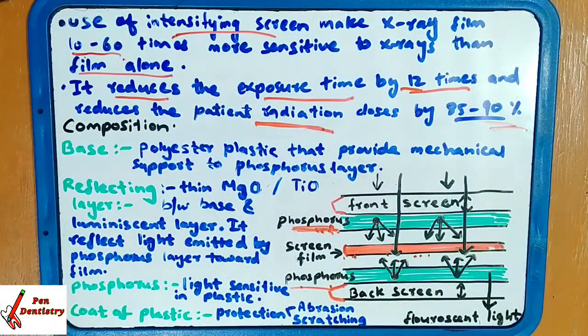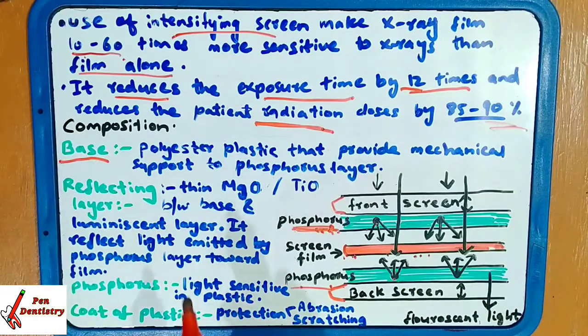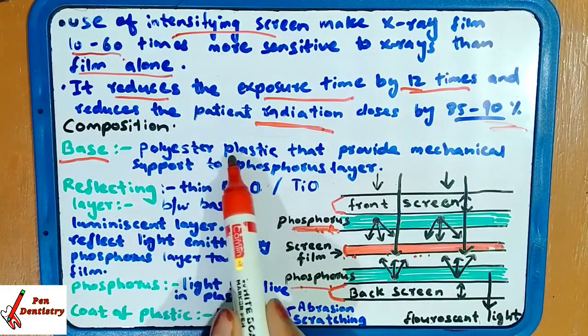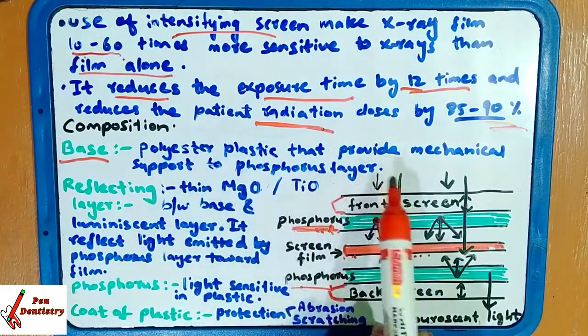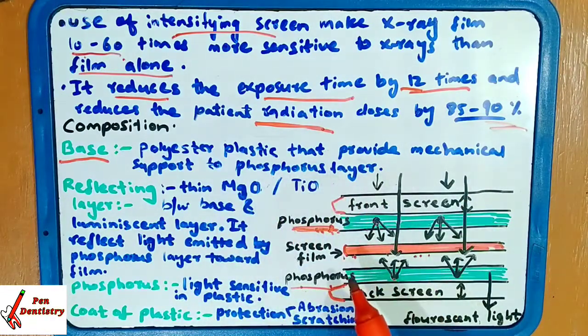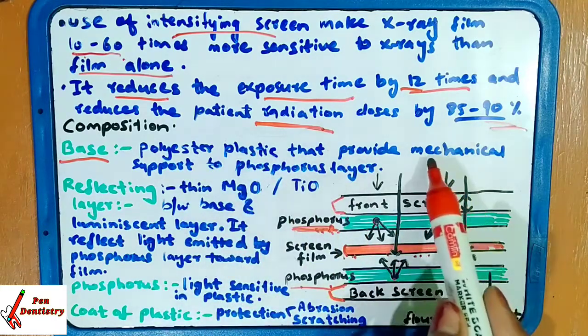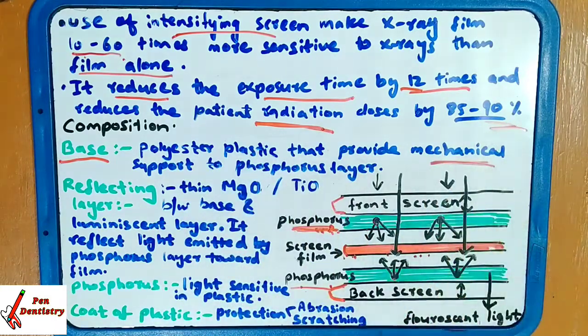What is the composition of the intensifying screen? First one is the base. The base of polyester plastic that we use provides mechanical support to the phosphorus layer. The polyester plastic layer is used for mechanical support to the phosphorus crystals of the phosphorus layer.